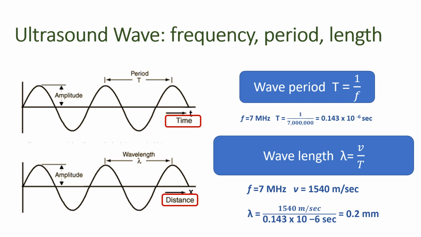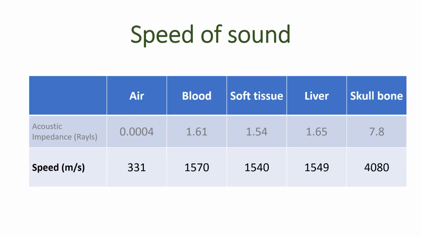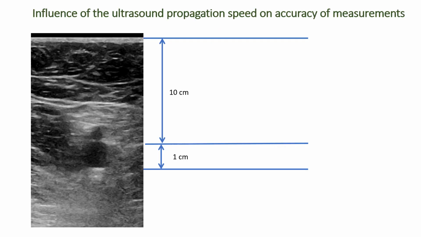The wavelength, on the other hand, depends on the speed of ultrasound, which depends on acoustic impedance and is different in different tissue. The speed of ultrasound in the soft tissue is on average 1540 meters per second, and it is used as a reference value in ultrasound equipment. Please notice that the speed of ultrasound in the blood is 30 meters per second higher than in the soft tissue. Such difference may cause small but sometimes significant error in measurements.